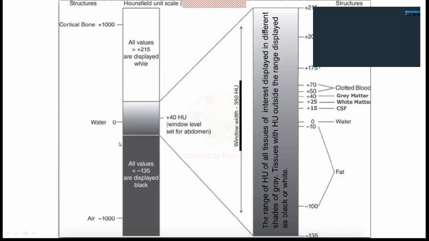It is the range of Hounsfield units of all tissue of interest displayed in different shades of gray. Tissues with Hounsfield units outside this range are displayed as black or white. So what is the window level? It is the central Hounsfield unit of all the numbers in the window width.